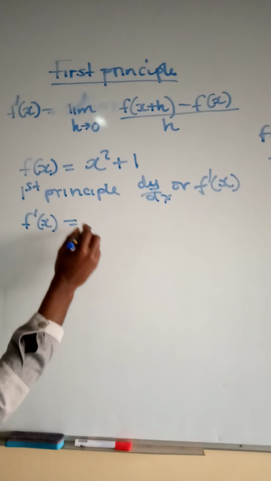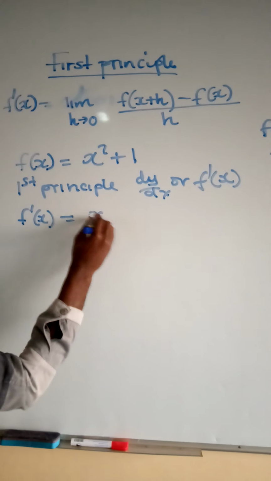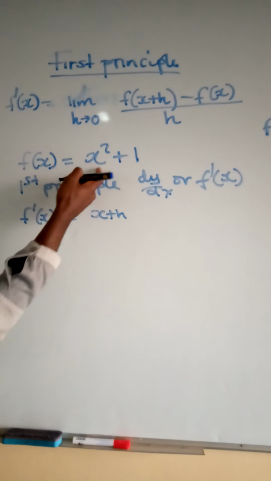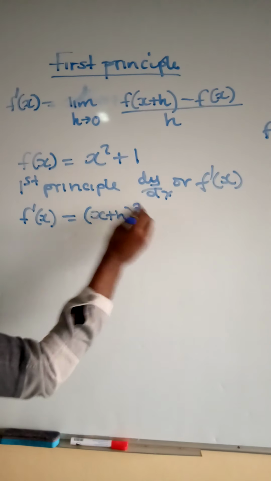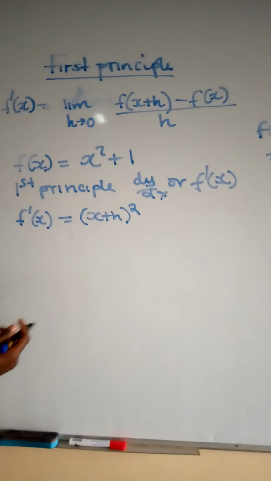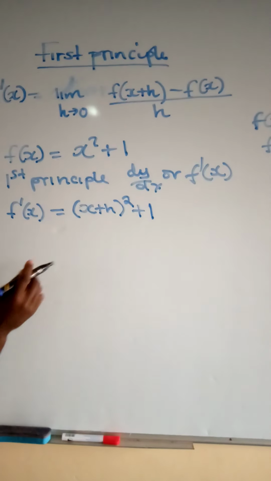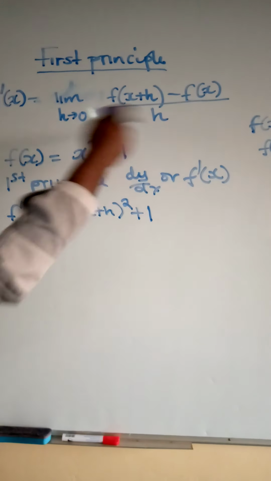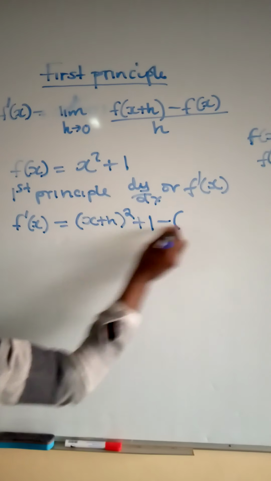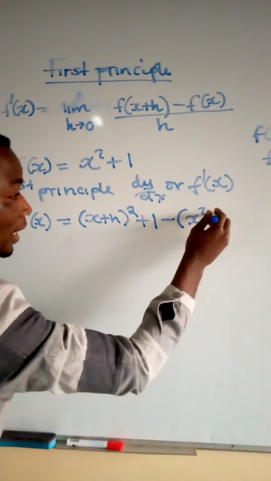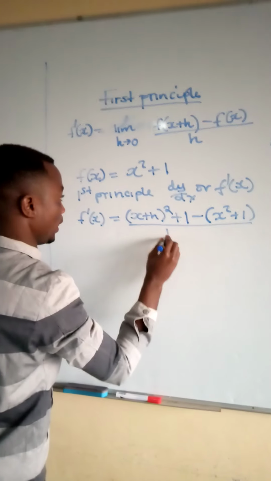Alright, so we have our function. Where there is x, we're going to put x plus h, but the x we're talking about here is squared, so we are going to square the whole statement. Let's not forget that the function is not ending here; the function is plus 1. After we are done with the function, we remove the original function from here. So we are going to say minus, and make sure we protect in brackets, x squared plus 1. Then this is over h.